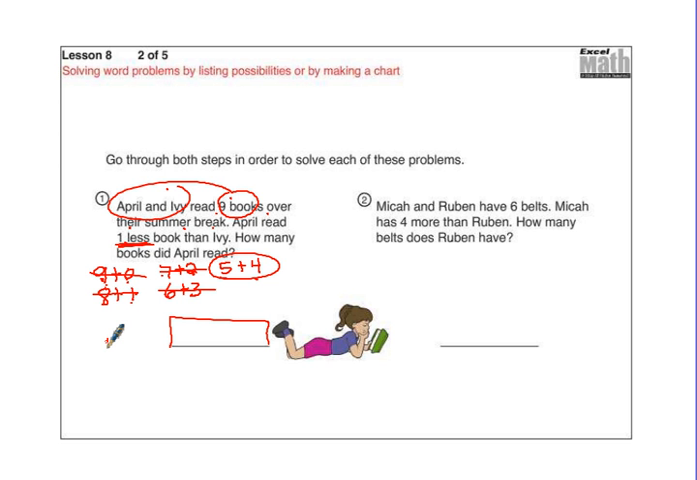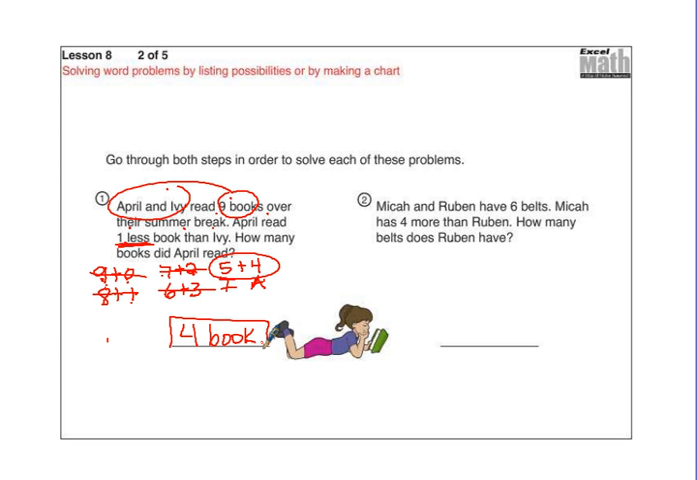It says April read 1 less, so we know that's April. Everybody put an A right there. And Ivy read this one. It says, how many books did April read? The answer would be 4. 4 books. So fill that all in on your paper, and then go ahead and try number 2. Pause the video, turn it back on when you're ready for the solution.